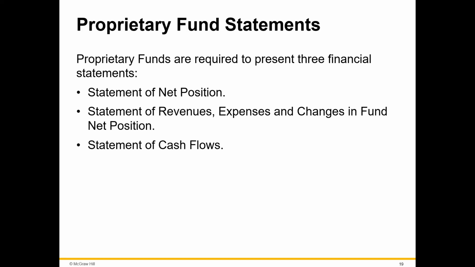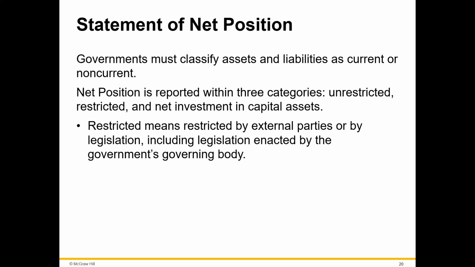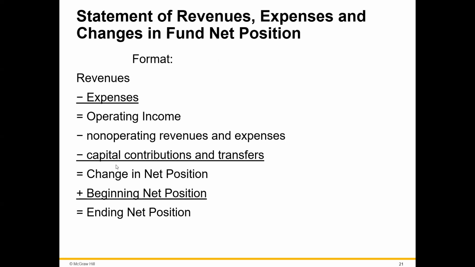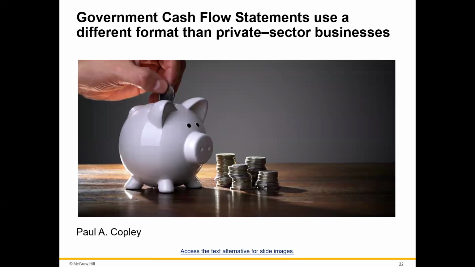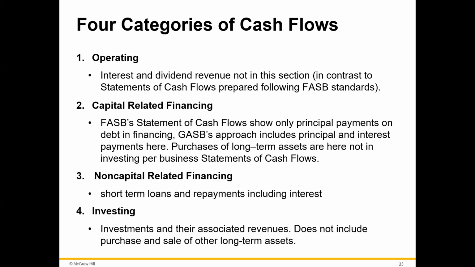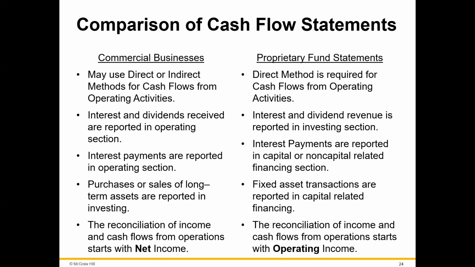Proprietary fund statements: statement of net position, statement of revenues, expenses and changes in fund net position, and statement of cash flows. So here we go. We'll look at this. Just very simple. Oh, look at this. Cash flow statements. They're going to have a different format than the private sector businesses. And so they have four categories of cash flow: operating, capital related financing, non-capital related financing, and then investing.